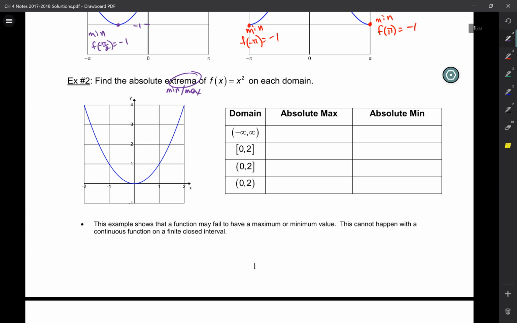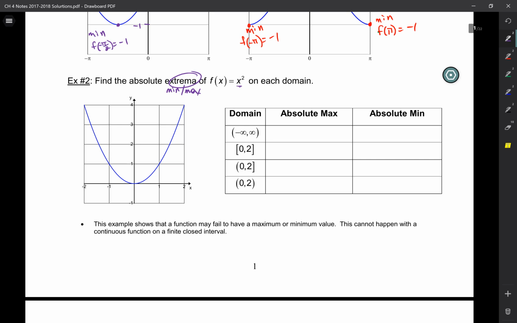All right. So here, when it says f of x equals x squared, I'm confused what the x squared means. That's the function. So here the function is graphed for you. It's a parabola, right? That's just a parabola.